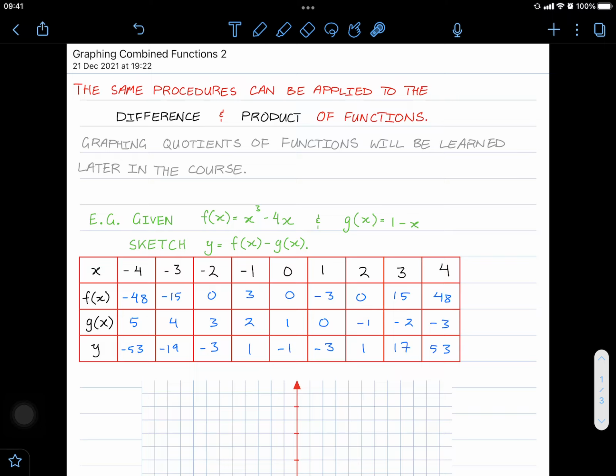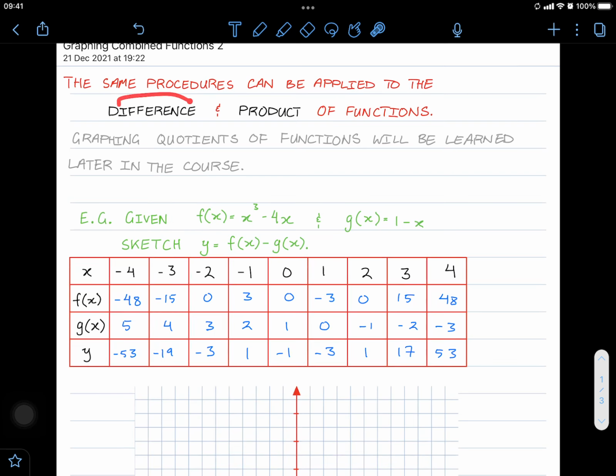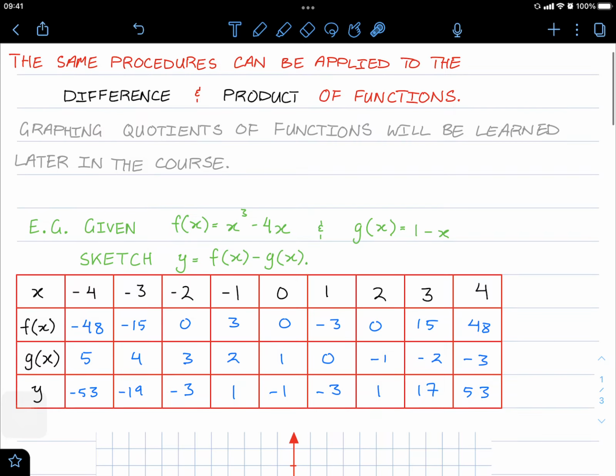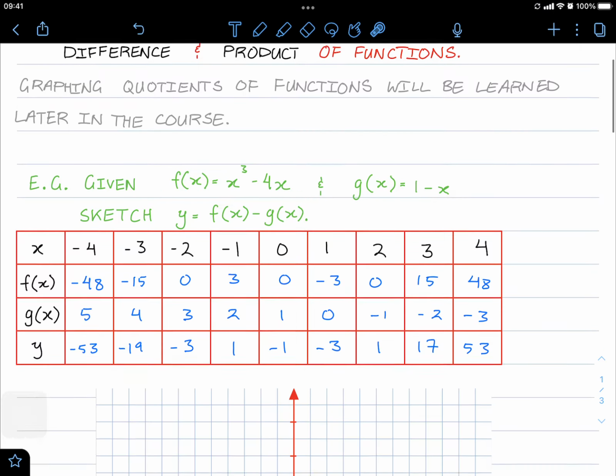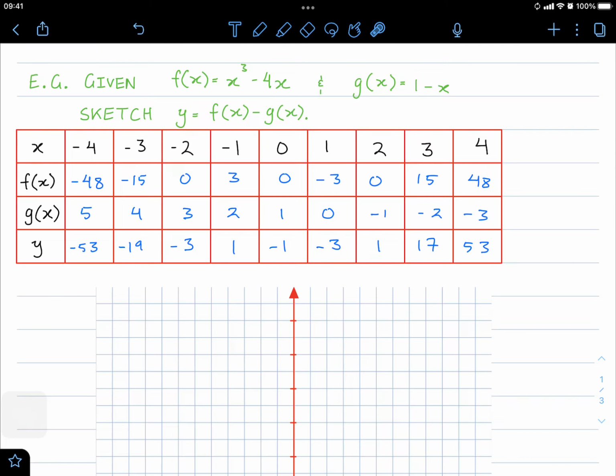The same procedures that we've applied in the previous example can also be applied to the difference and product of functions. Graphing quotients of functions, that is functions that look like this, f of x on g of x, so this is a quotient of a function, those will be learned later. For this video, we'll be looking at the difference of two functions.